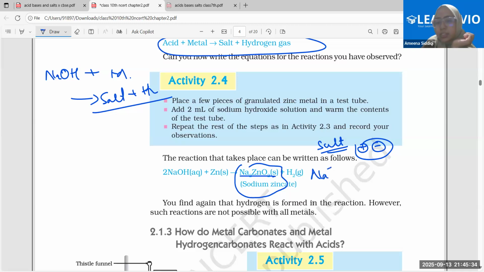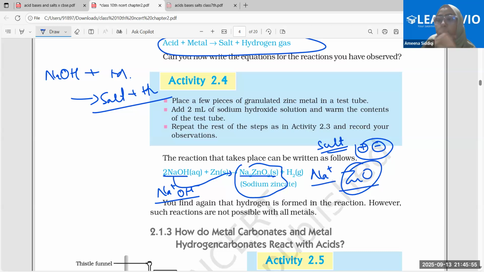So Na here is the positive part, right? Which has been coming from the NaOH. See, this Na is coming here, right? Are you getting it? Na plus OH minus, this would have been dissociated into this. And this zincate is the negative part. There's a question we will be discussing after this part, what is the positive and the negative part when a metal reacts with a base. So the metal and the oxygen form the negative part of the salt, whereas Na from the base, the alkali, forms the positive part. Is it clear?